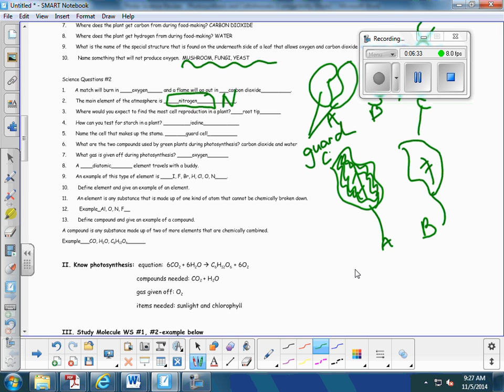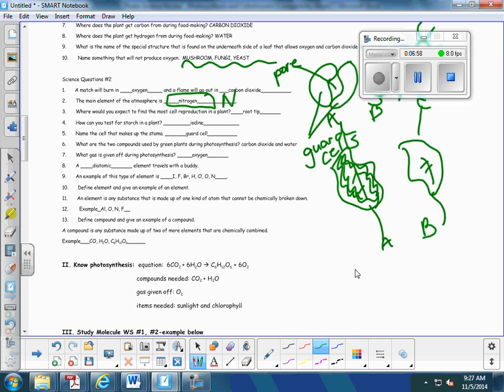These are your guard cells, the outside. The whole thing is called the stoma, stomata. But the outside 2 cells are the guard cells. Not that you need to know that, but this is called the pore. That's where the oxygen goes out and the carbon dioxide goes in. It's the breathing mechanism. Where's the majority of the stoma found on a plant, Caroline?